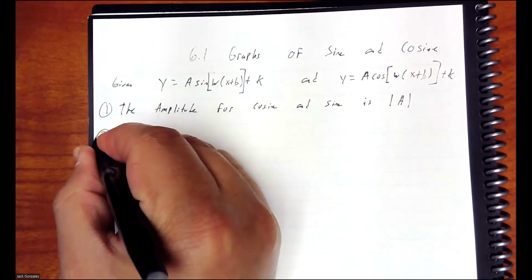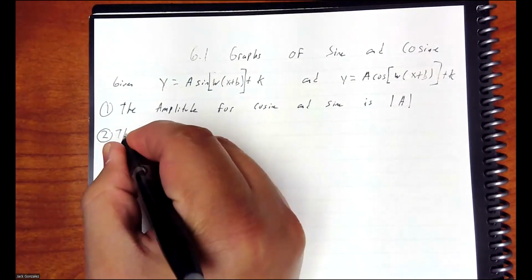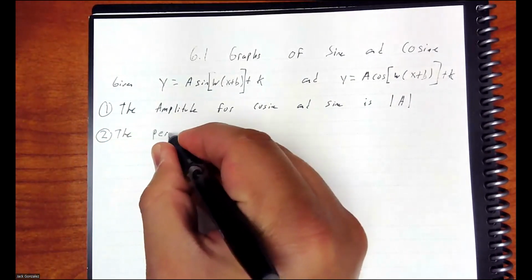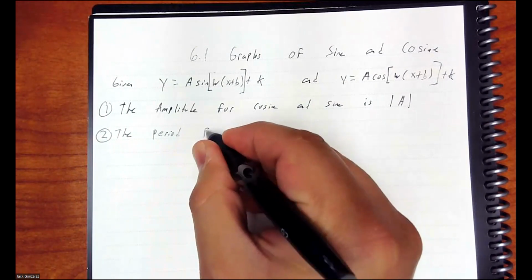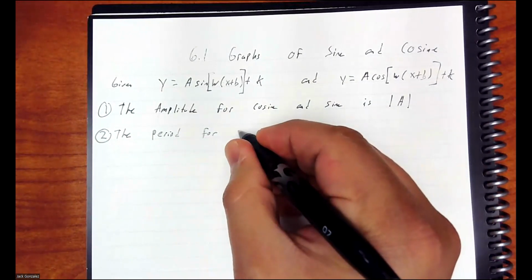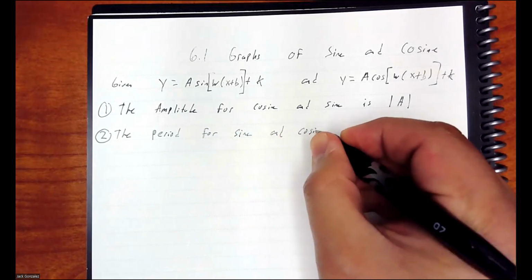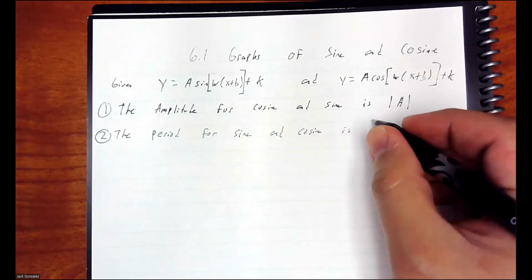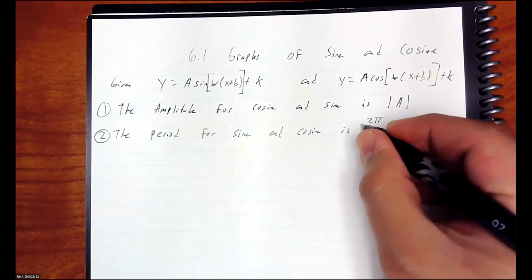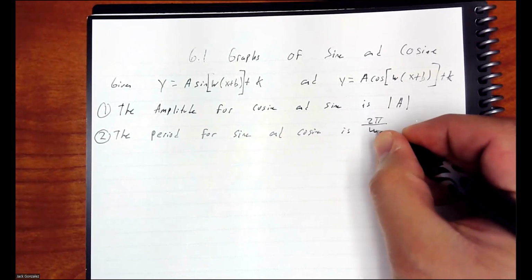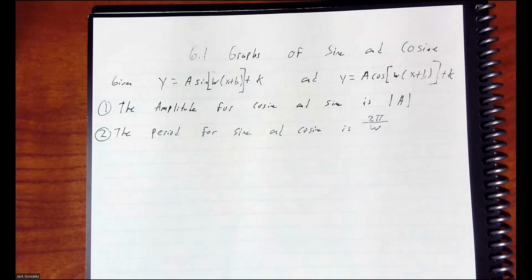Number two, the period for sine and cosine is 2 pi divided by your omega. Okay. We'll talk about that y in just a moment. Give you a second to write it.